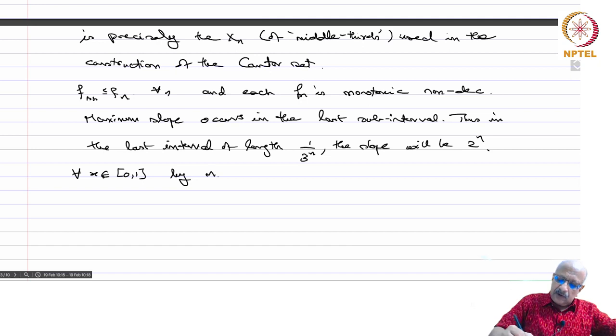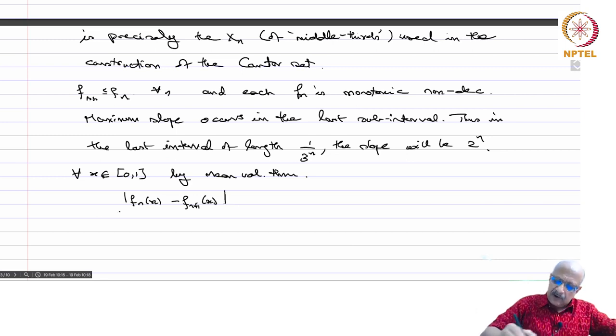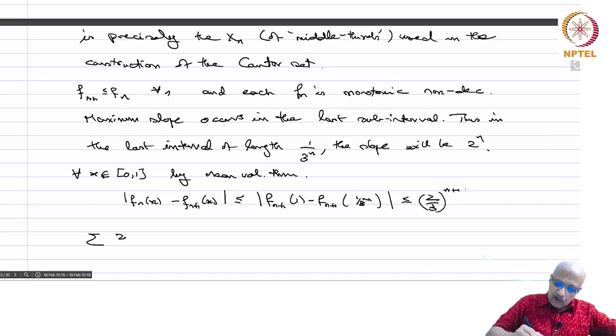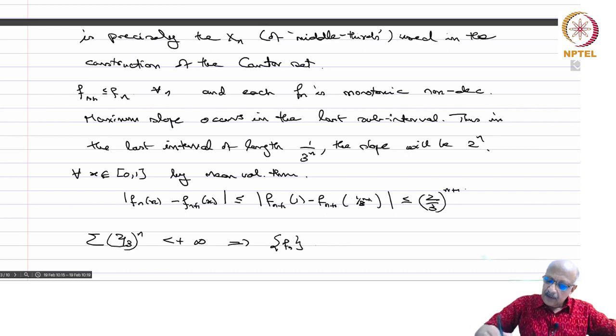by the mean value theorem, we have that |fn(x) minus fn+1(x)|. This need not be a modulus because this is a non-negative quantity. This is less than or equal to the maximum slope which you have in fn+1 times 1 by 3 power n+1, and that's less than or equal to 2 by 3 power n+1. Now sigma (2 by 3) power n is convergent because of the geometric series, and therefore this implies that fn is uniformly Cauchy.